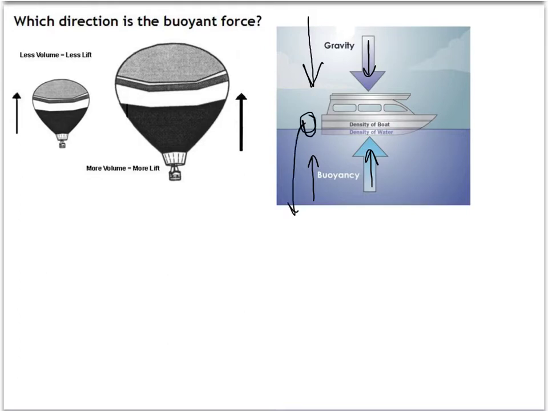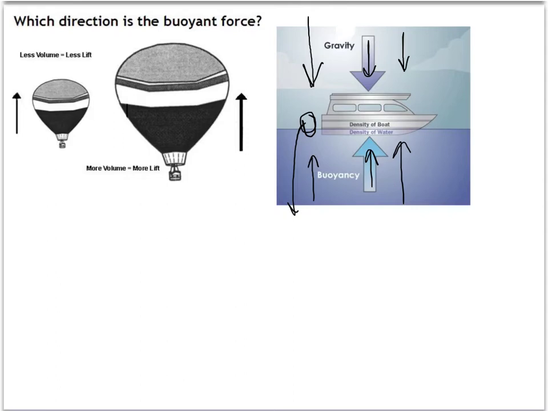In the case of this boat, the buoyancy arrow should actually be larger. This model doesn't exactly show that because the boat is floating. And the gravity arrow should definitely be smaller than the buoyancy arrow. That's why that boat is actually floating right there. And that means that that boat is actually positively buoyant.